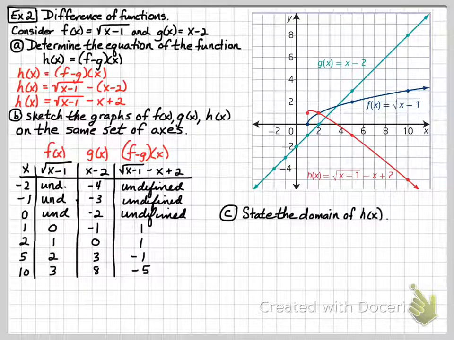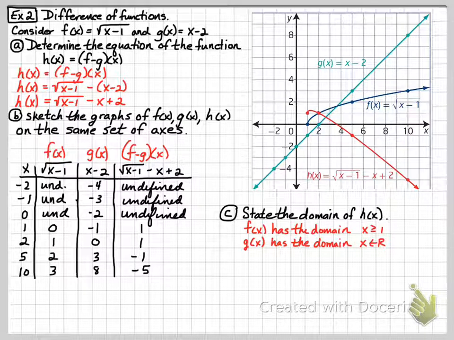To state the domain of h of x, we can first of all say that f of x has the domain of x being greater than or equal to 1. G of x is going to be any real number, so that means that my combined function h of x is going to be restricted by the domain of f of x. The part that's in common to both is just the part where x is greater than or equal to 1.